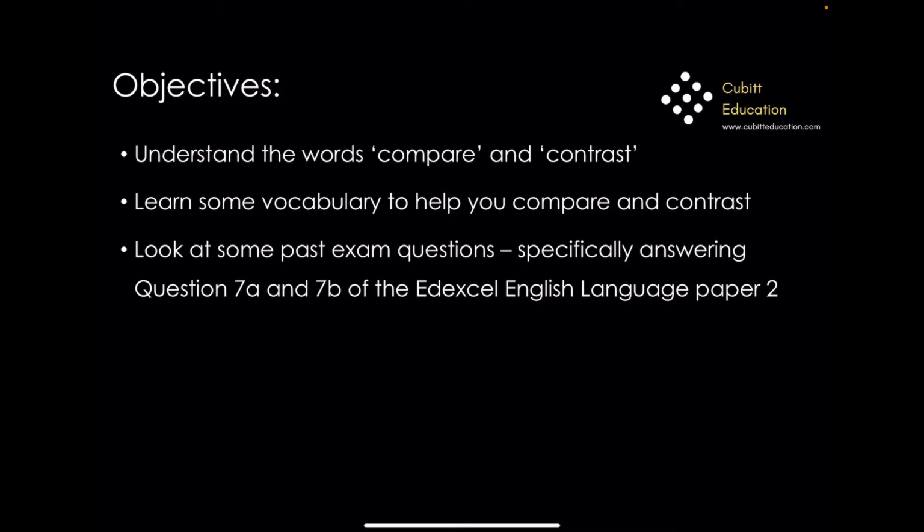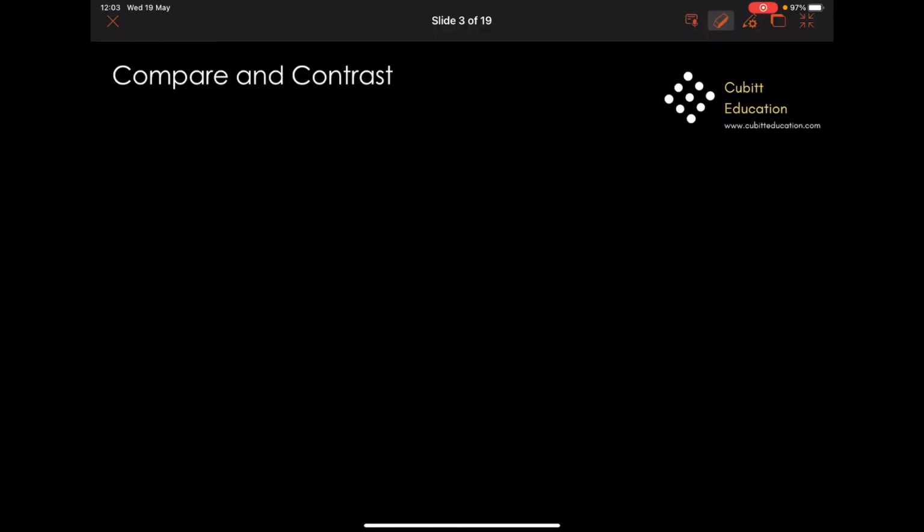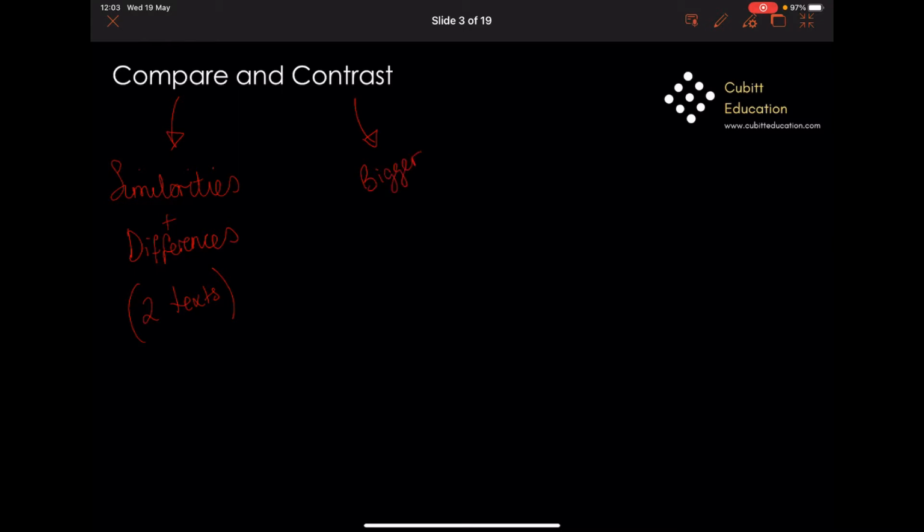So what does compare and contrast actually mean? When we compare something, we are looking at the similarities and the differences between two things. For GCSE, that usually means we're looking at the similarities and differences between two texts. A contrast is a bit like a bigger difference. A contrast is just mainly a difference, but a comparison is looking at similarities and differences. And that's what you've got to do, look at similarities and differences.